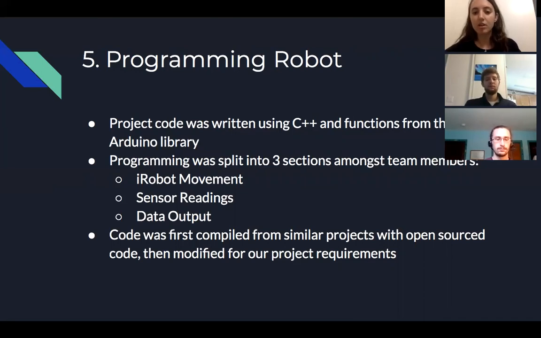address. So the code was first compiled from similar projects that we found online with open source code. We were each mechanical engineers, so we had limited exposure initially to using C++, and this was our easiest way to start out with writing the program, but we then went into modifying the code for our given project requirements, and to do this, we also discussed with other people who know C++ how to best adjust the program we had.